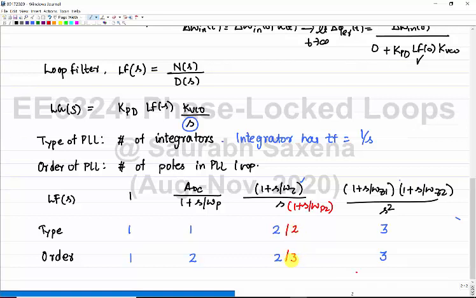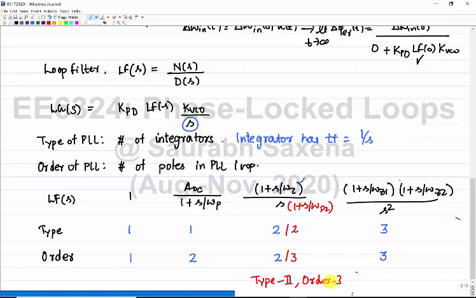So you can have different combinations in your PLL, and it depends on the need of the PLL, what the PLL is supposed to do. We will change the order and type of the PLL. By the way, type 2 and order 3 is most commonly used, and type is normally written in Roman numerals. Type 2 order 3 is quite commonly used PLL. You will see why in the coming classes.